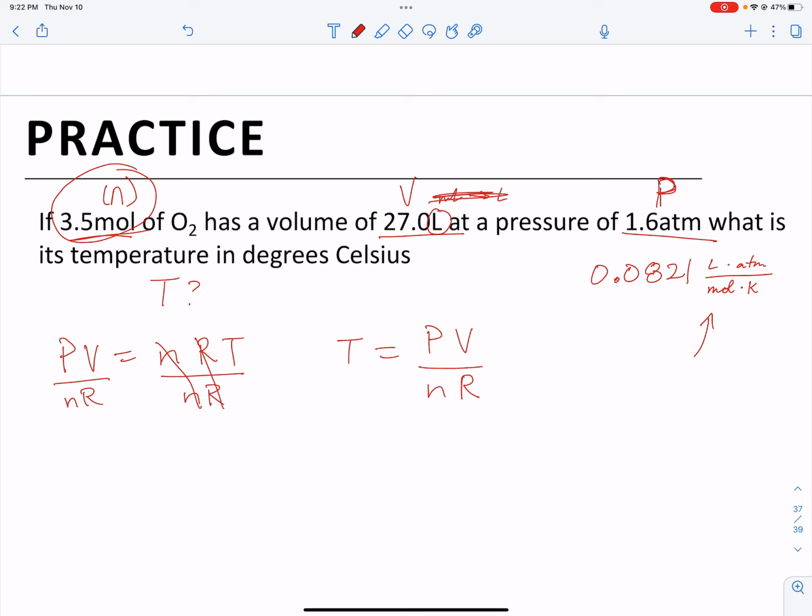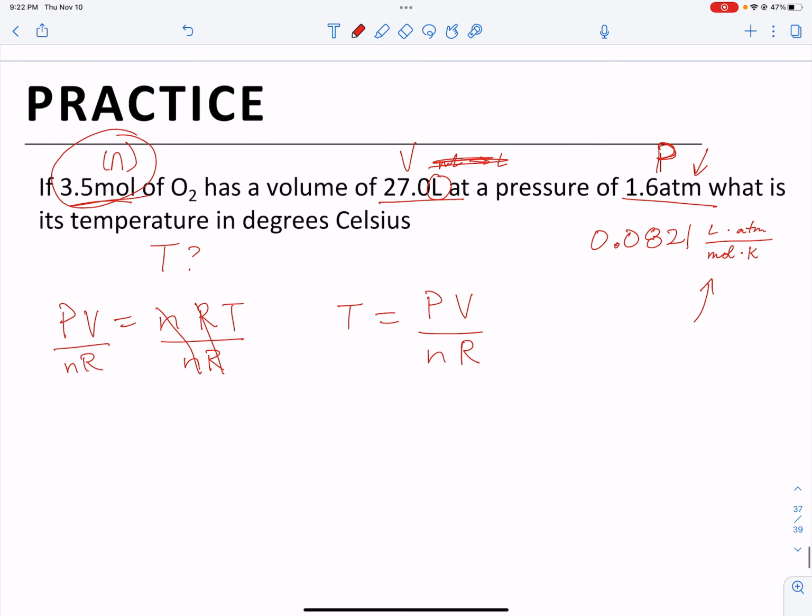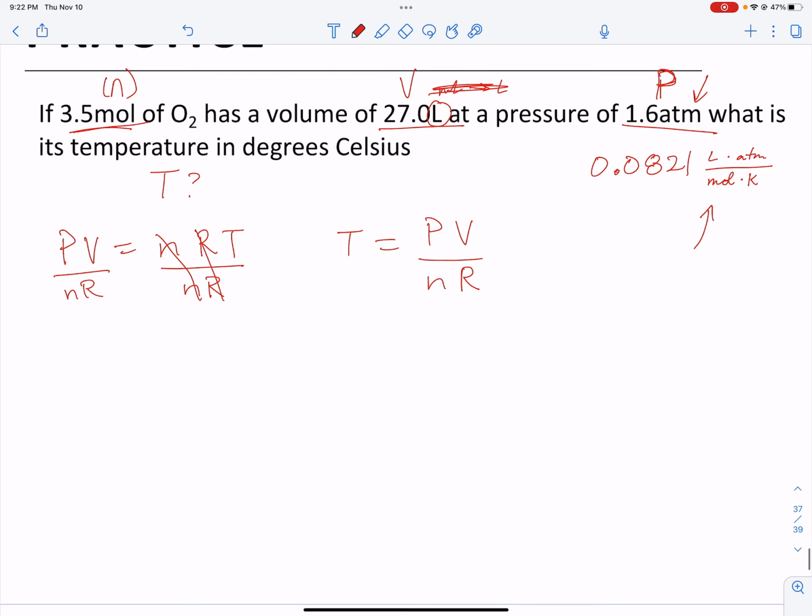If we had something besides atm here, we would want to convert that to atm before you plug it in. But everything is actually in the proper units. Last thing, if you were given grams of oxygen instead of moles, you could just use the molar mass, right, and simply convert that to moles. That was a homework problem that a few people asked me about. So don't be tripped up if you're given grams of a gas instead of moles. You just convert it to moles like you know how to do, and then you plug it right in.